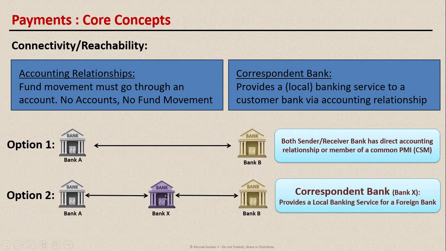That is also possible. But eventually, if bank A wants to reach bank B, either one of these banks must have an account in bank X, right? Or there is one more case, bank X also can have an account in bank A and it can have an account in bank B. So in any case, an accounting relationship must be there for the proper fund movement.